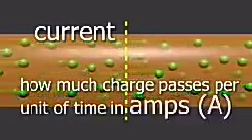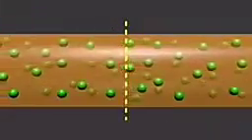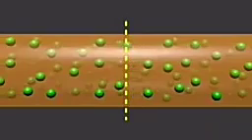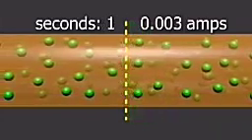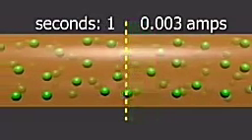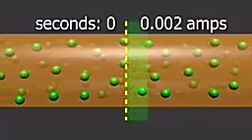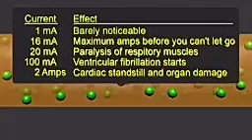Current is just a measure of how much charge passes a point over a period of time. It's in units of amps. In this example, you can see negatively charged electrons. The amount of current, or amps, is the amount of the negative charge of the electrons passing this point every second.